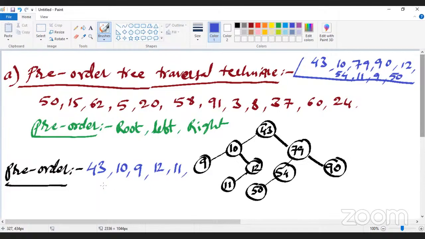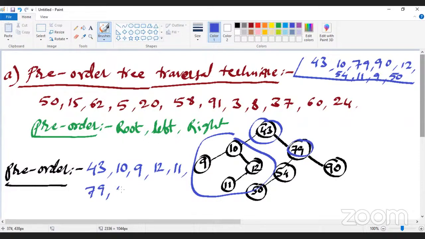Left subtree is over. Again, we have to go to the right. First we have taken the root, 43, then the left subtree is over. Then we have to go to the right side. In the right side, the root has to be taken first. 79. Then the root is over. Next we have to go to the left. Root complete. Next left, 54.